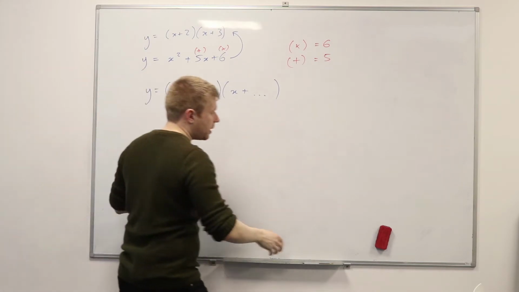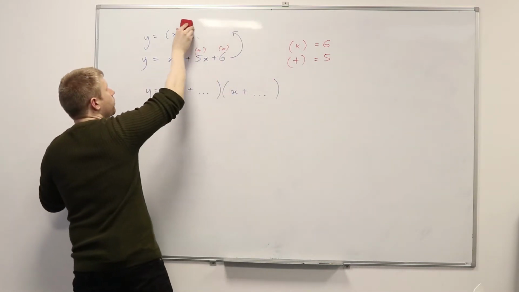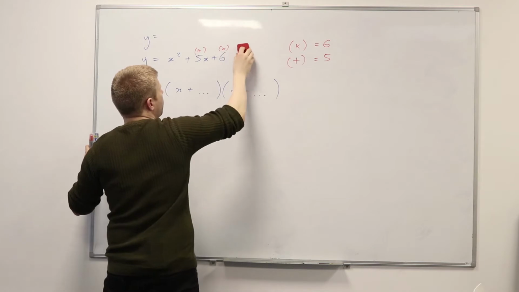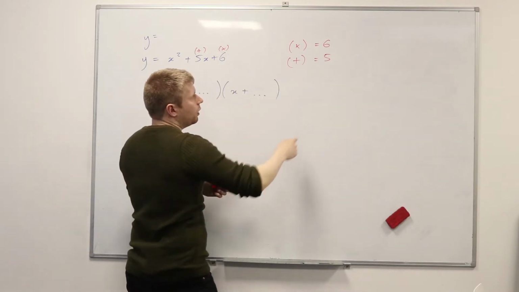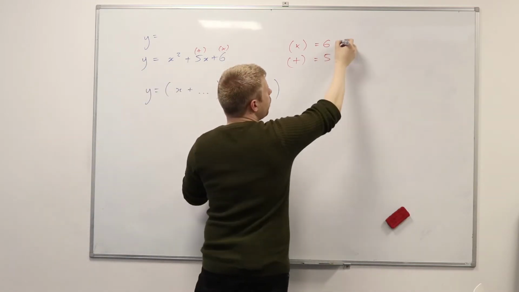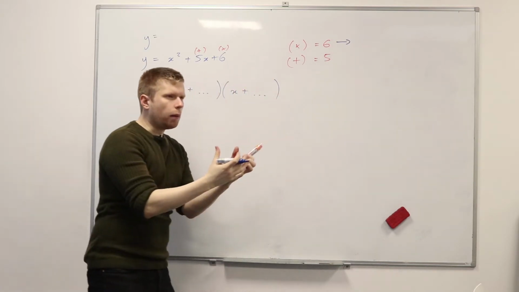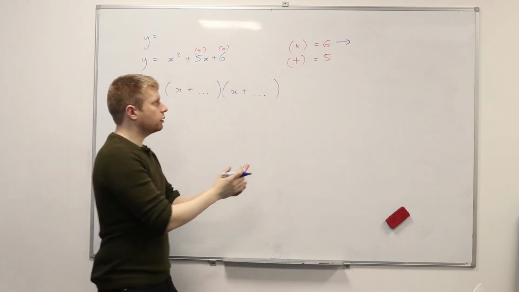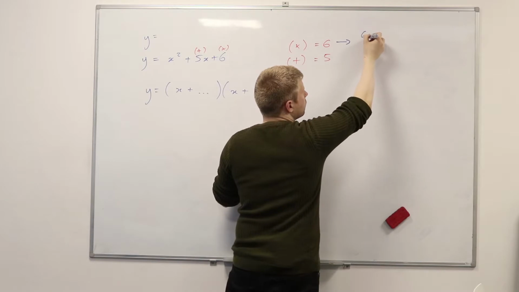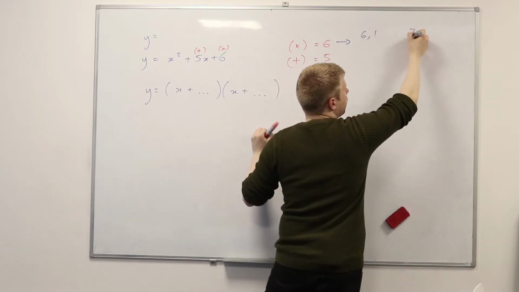So let's do this. Let's imagine we didn't know where we came from. So let me get rid of this. Okay, let's think about it. I'd start here. What are the factors of 6? Can you think of two numbers which multiply to make 6? 6 times 1, 3 times 2. Good, 6 and 1 and 3 and 2.